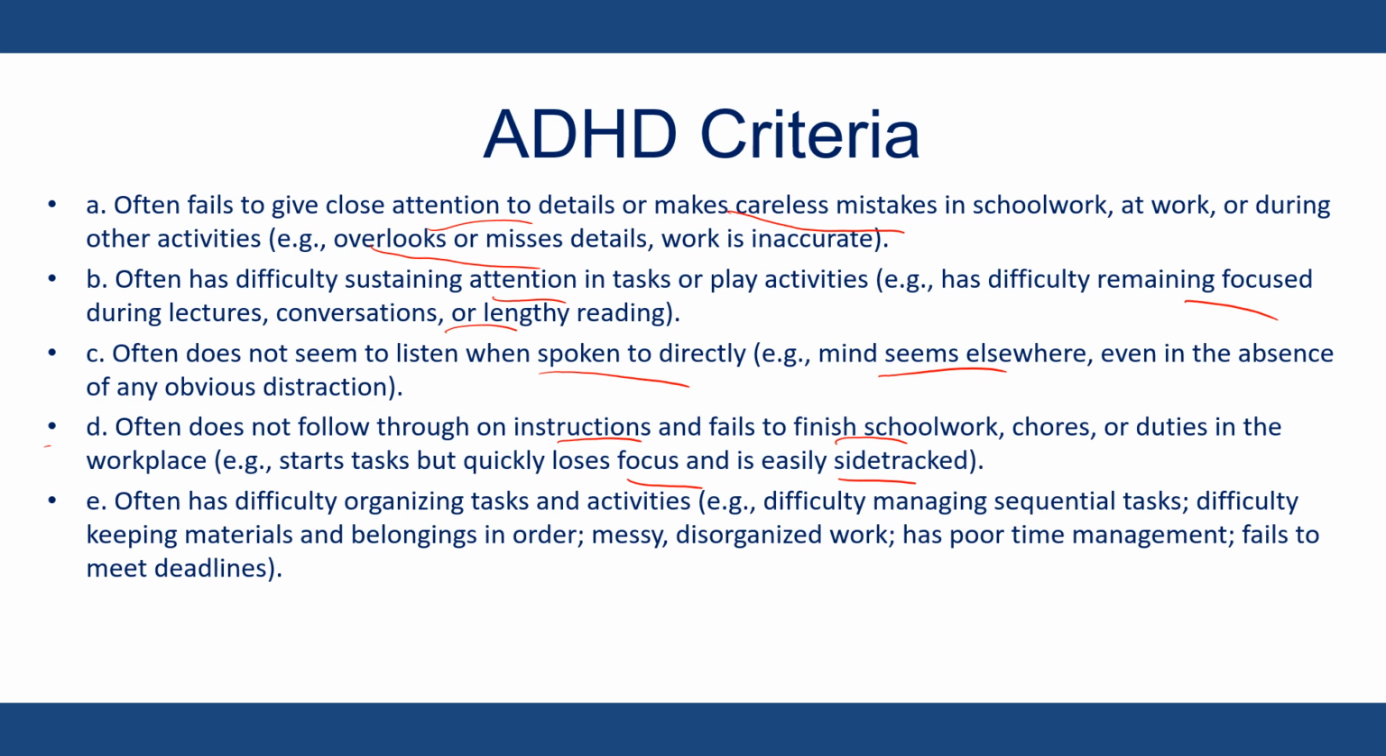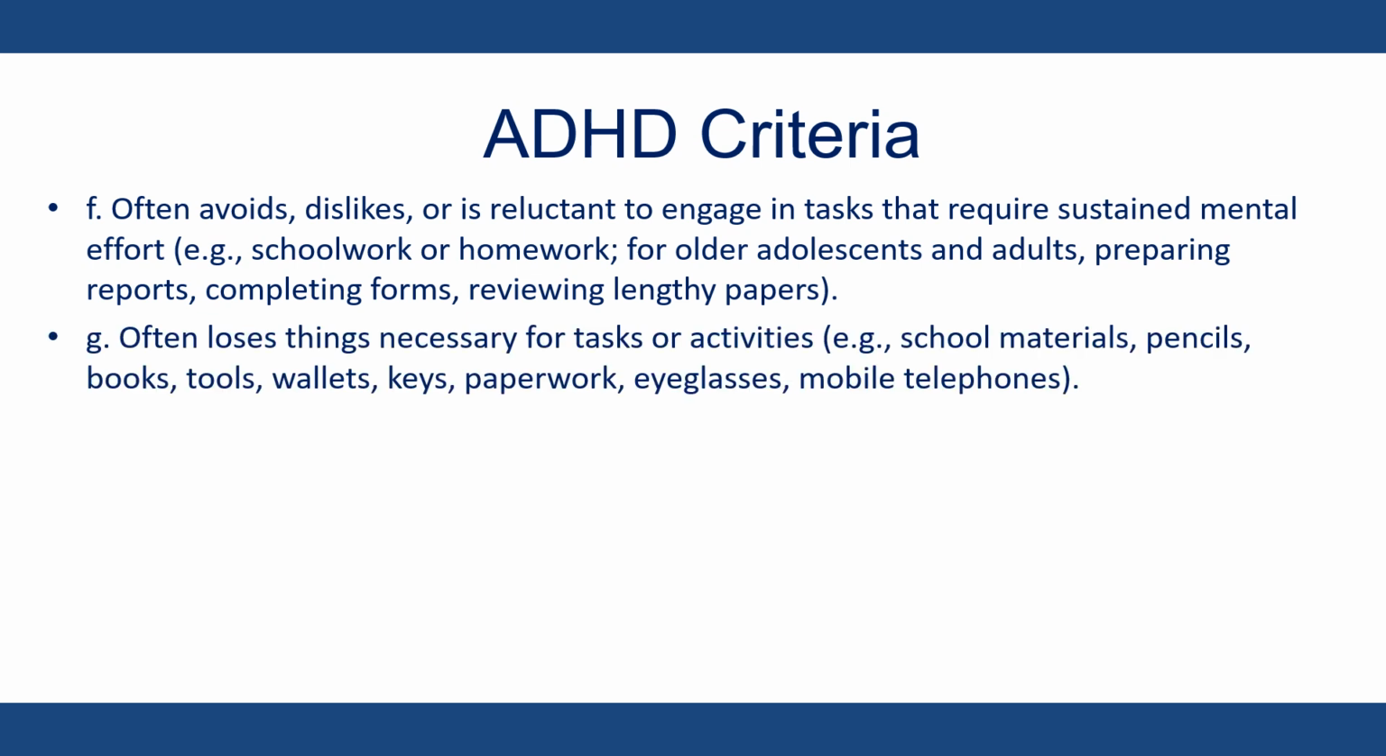They have difficulty organizing their tasks, cannot prioritize, cannot organize, very messy, disorganized, poor time management, not able to meet deadlines. So when the parents are giving you or the school is giving you these symptoms, check them off. It's very easy to follow this. Remember, they need 6 out of these 9 criteria.